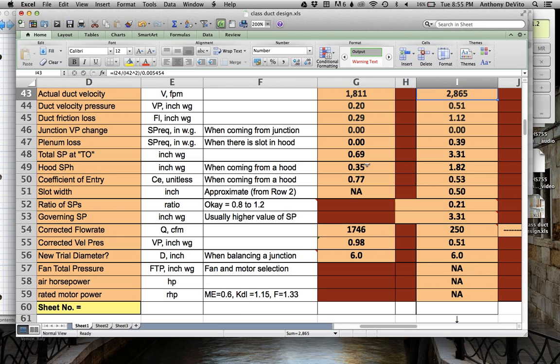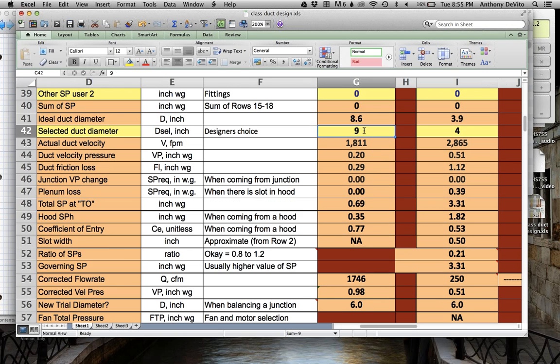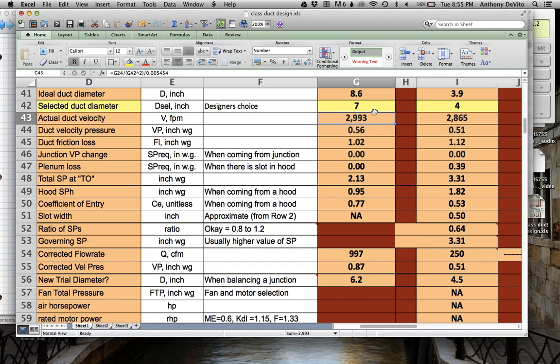So now we have to figure out a way to get this static pressure, this 3.5, down, or the other one up. Well, how do we do that usually? By changing the size of the duct. Let's see what happens if I make this a 7-inch duct. Well, now this is up to 0.95. It's still kind of bad, right?